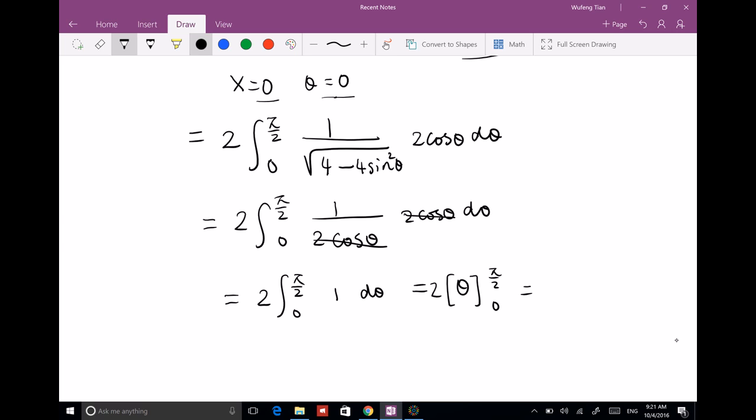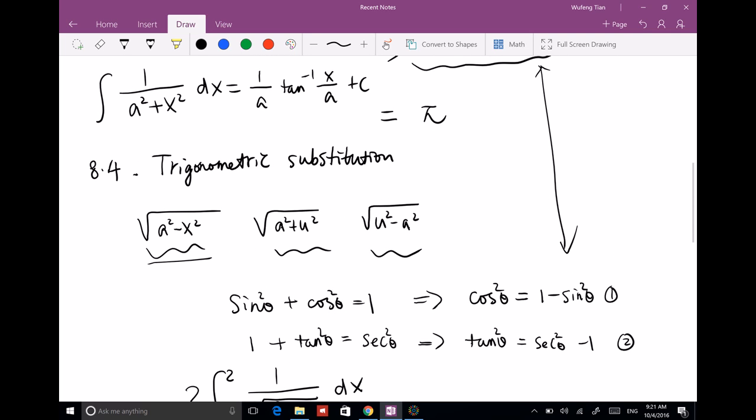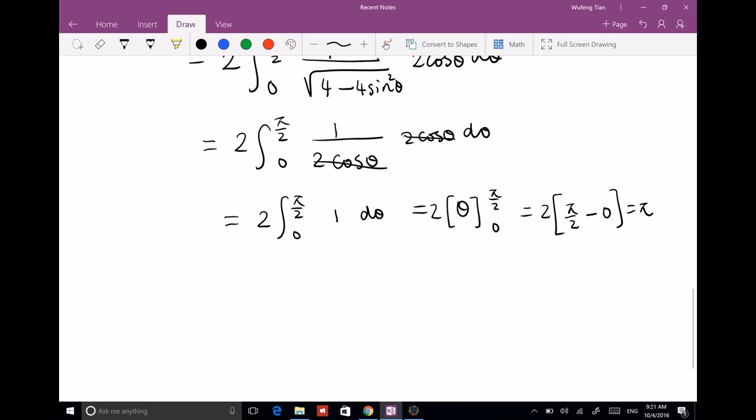So if I plug pi over 2 in, Nicholas, can you help me to finish the rest? Yes, minus 0, and the answer is pi. Very good. This is how we use the trig substitution, for example if I totally forgot my formulas. So now we have a way to do that. Just use trigonometric substitution. We know the final answer is pi because this is just 1/4 of a circle.